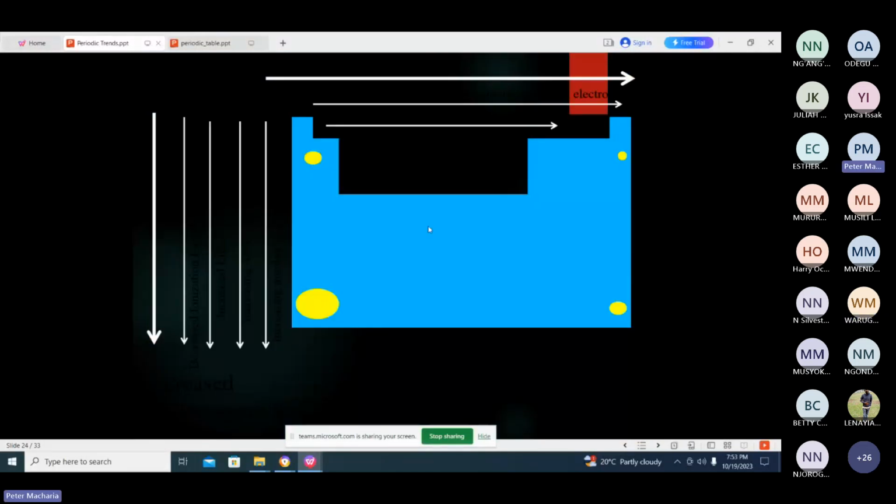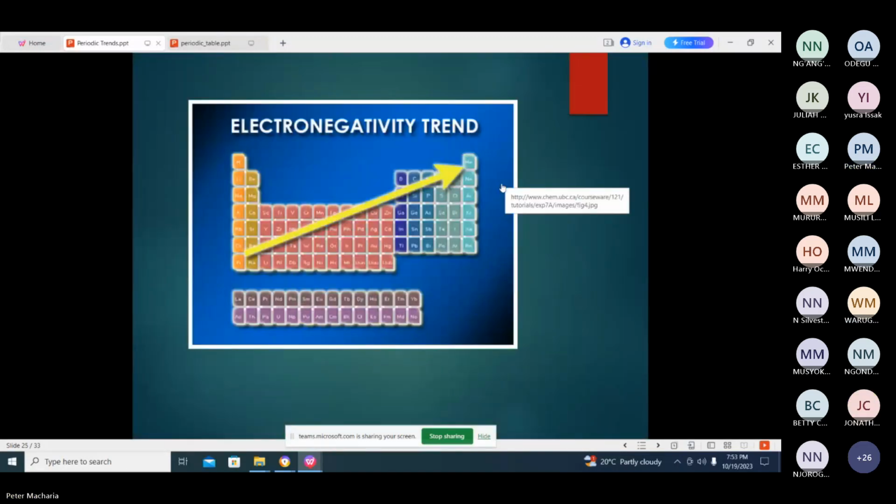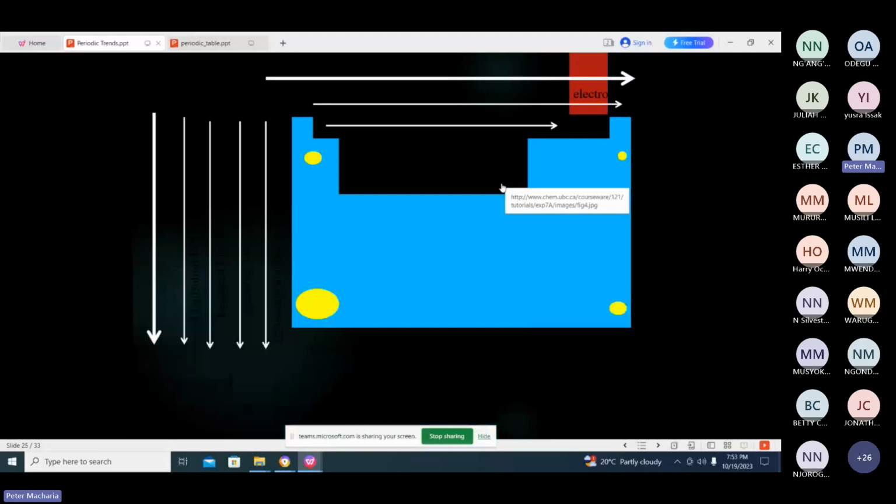Let's just try to look for a good representation that can explain this. So let us use this as a representation. As you move across the period, the atomic radius decreases, isn't it? Yes. So the outermost electrons are nearer the nucleus, isn't it?